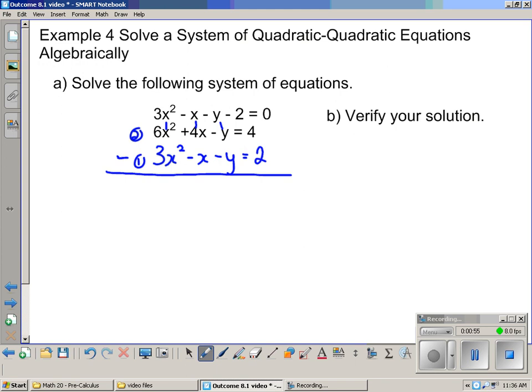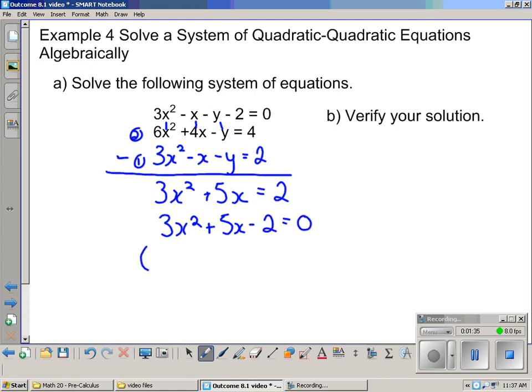I don't want to try and get rid of either my x or my x squared term because then I would still end up with an equation with two variables, an x and a y. So I need to eliminate the y. Subtracting gives me 3x squared. 4x minus a negative x is positive 5x. Negative y minus a negative y is 0. And 4 take away 2 is 2. Bringing the 2 over to the left-hand side, I end up with 3x squared plus 5x minus 2 equals 0.